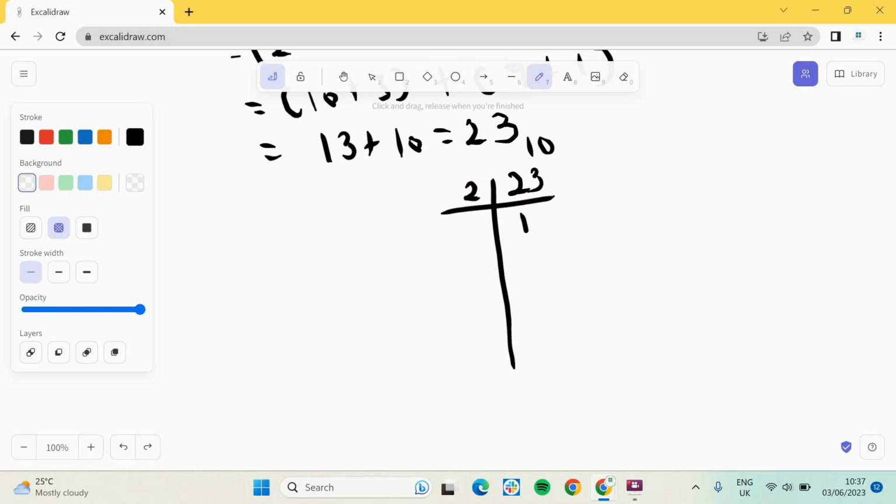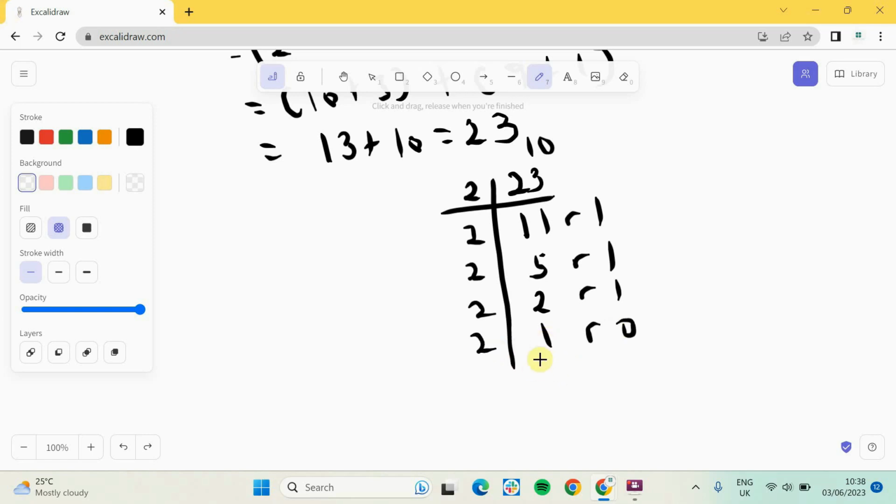2 in 2 is 1. 2 in 3 is 1, right? But there will be a remainder of 1, yeah? 2 in 11 is 5, and there will be a remainder of what? 1. 2 in 5 is 2. There will be a remainder of 1. 2 in 2 is 1. There will be a remainder of 0, right? We don't stop until we get 0 here.